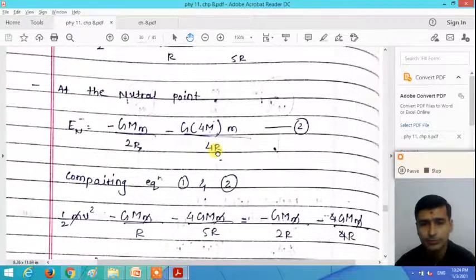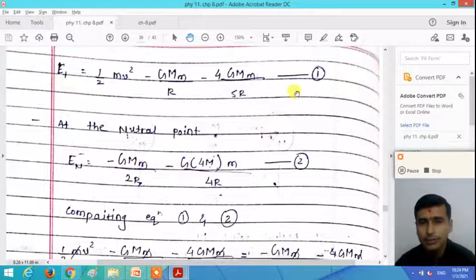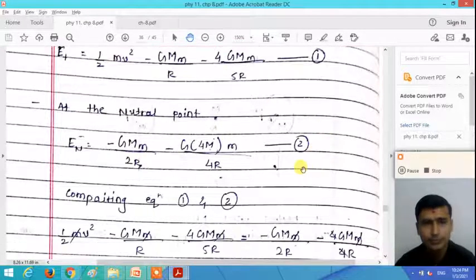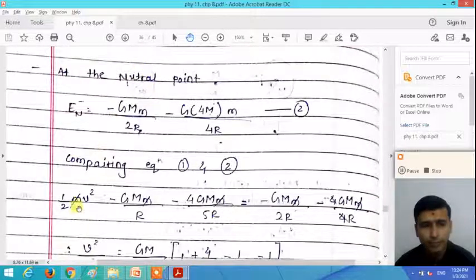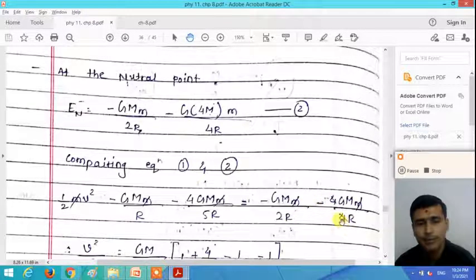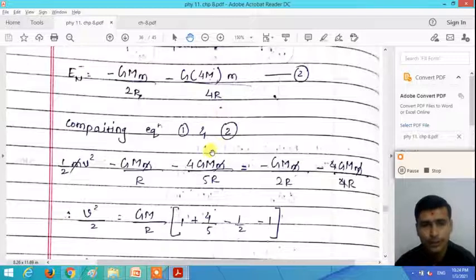Now comparing these two, we get equation 1 and equation 2, right? So equation 1 is 1/2 mv square minus G capital M small m divided by r minus 4G capital M small m divided by 5r, equal to equation 2, which is minus G capital M small m divided by 2r minus 4GMm divided by 4r, right? So from that we have to calculate the velocity of the object projected from the surface of the first sphere so that it reaches the second sphere, right?